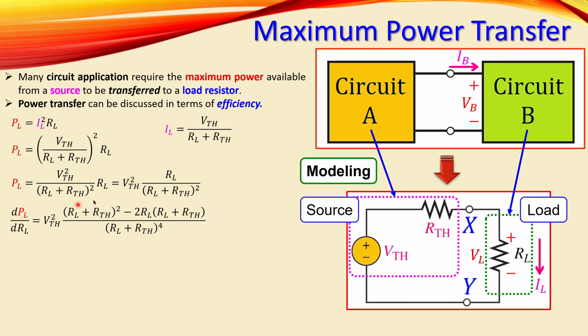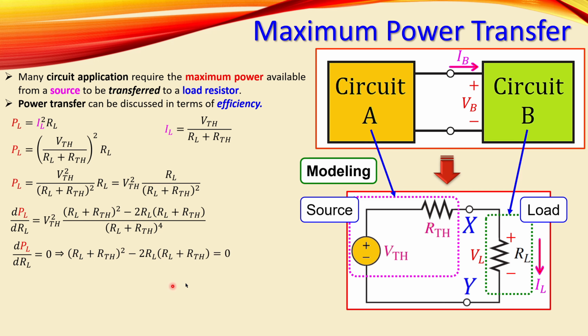What we want is to find the maximum value of PL. That can be done by finding the value where this slope is 0, and that can be done by equating this to 0. This is 0 when the numerator is 0. So we can say this numerator can be equated to 0. So it can be done in this form.